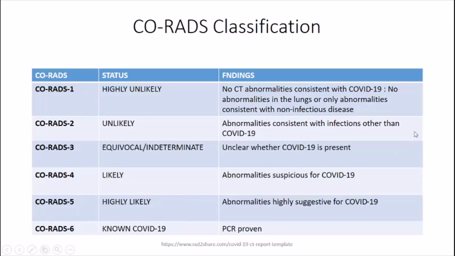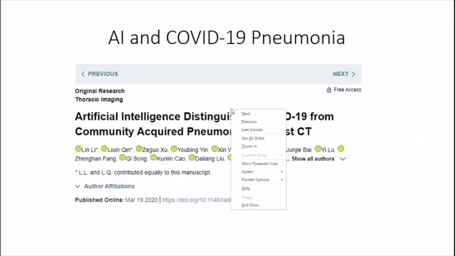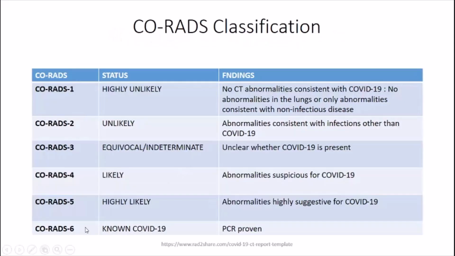Okay. One point I think is important. If the patient is PCR proven, regardless of their CT abnormalities, they are automatically CO-RADS 6.